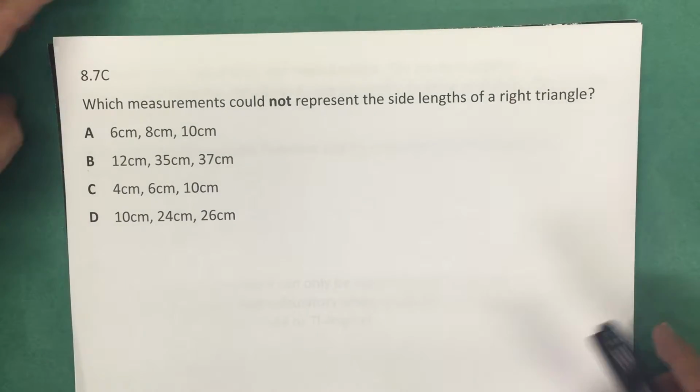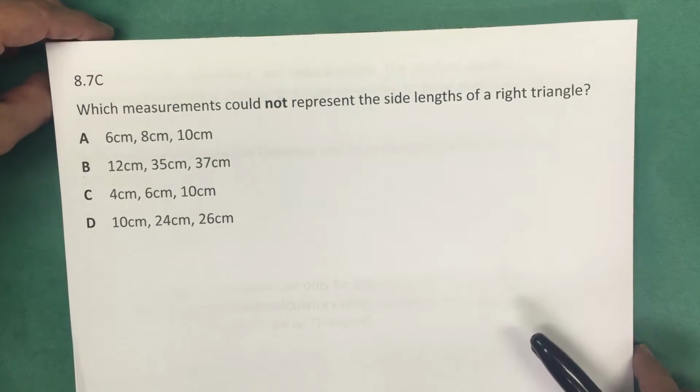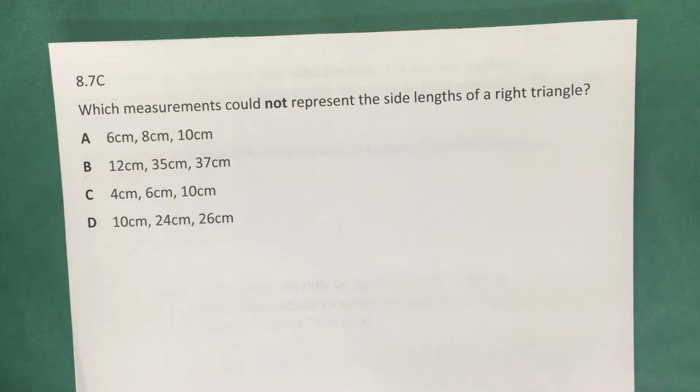So here's a released item from the 2016 STAAR test for grade 8. It says, which measurement could not represent the side lengths of a right triangle? So when we're looking at the converse, what we want to do is test the Pythagorean theorem to see whether it comes out as a true statement, meaning the calculations come out the same.